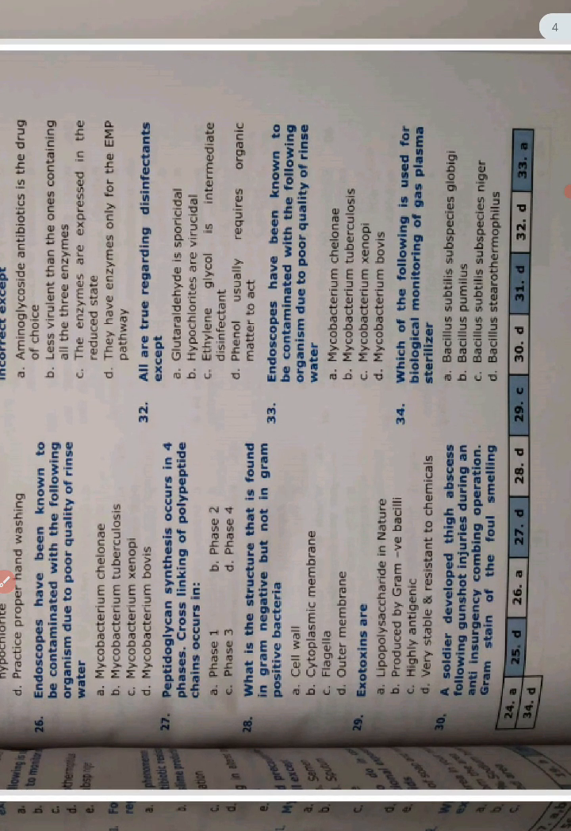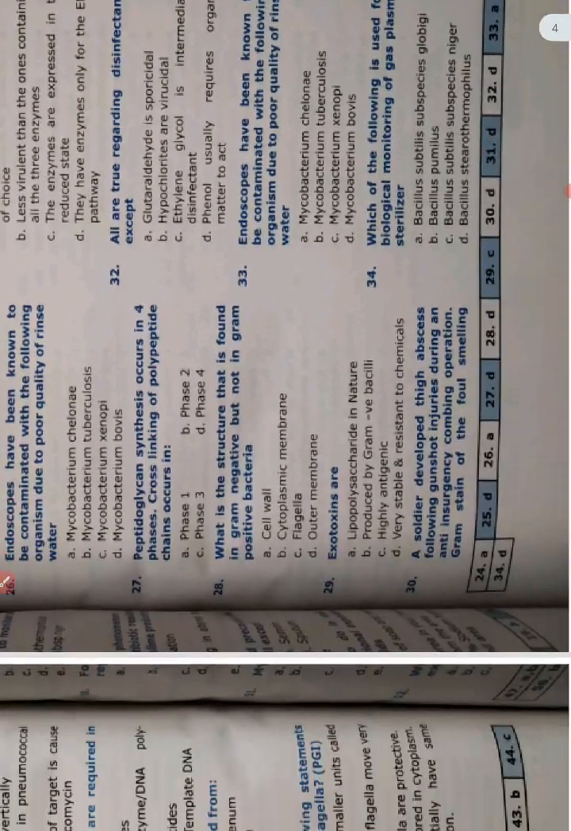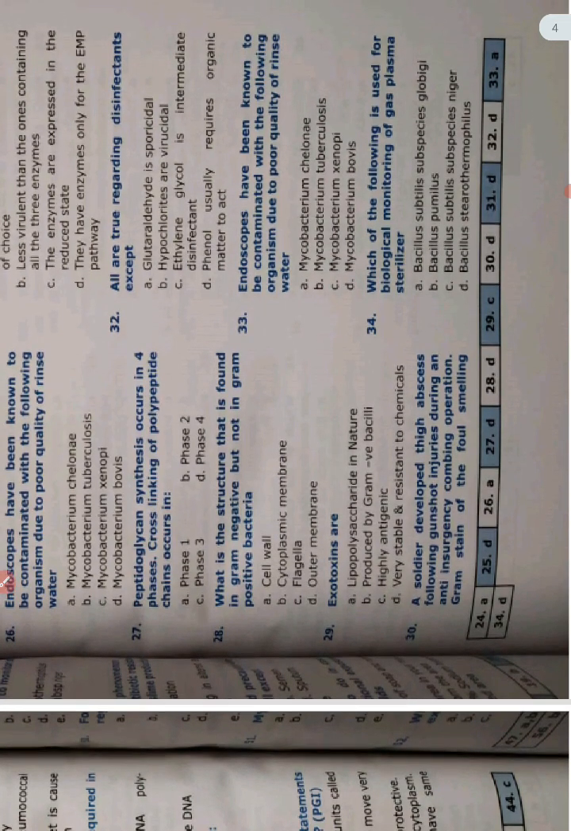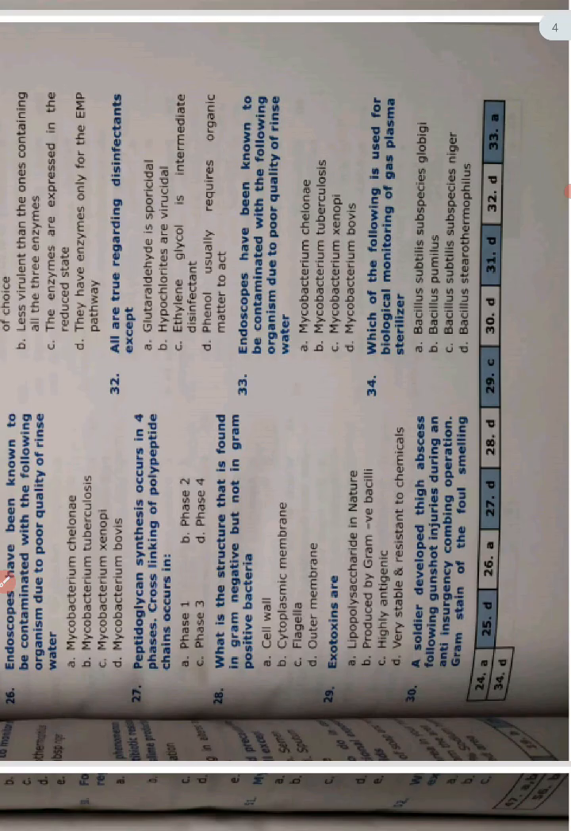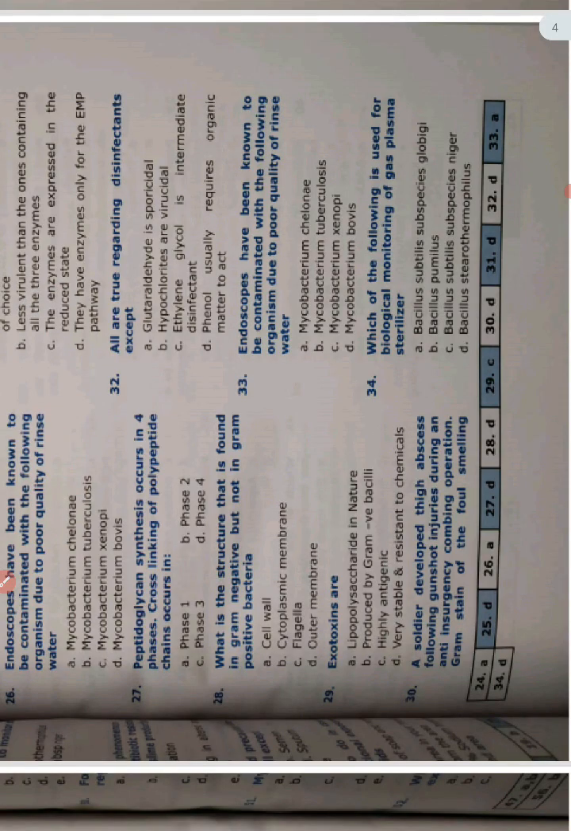What is the structure that is found in gram-negative but not in gram-positive bacteria? See, gram-negative bacteria but not in gram-positive.